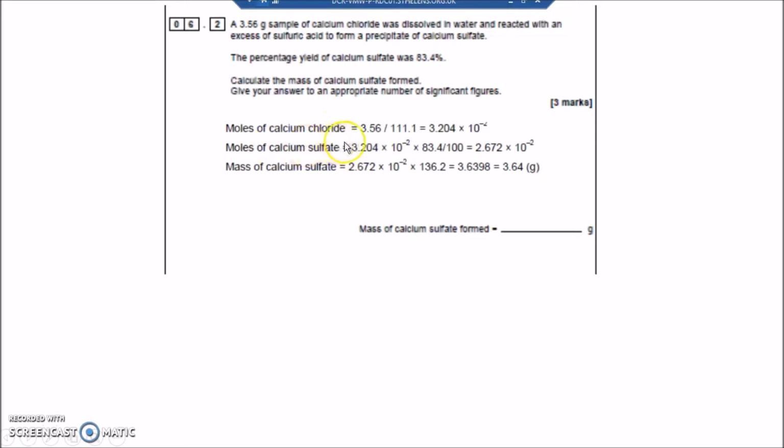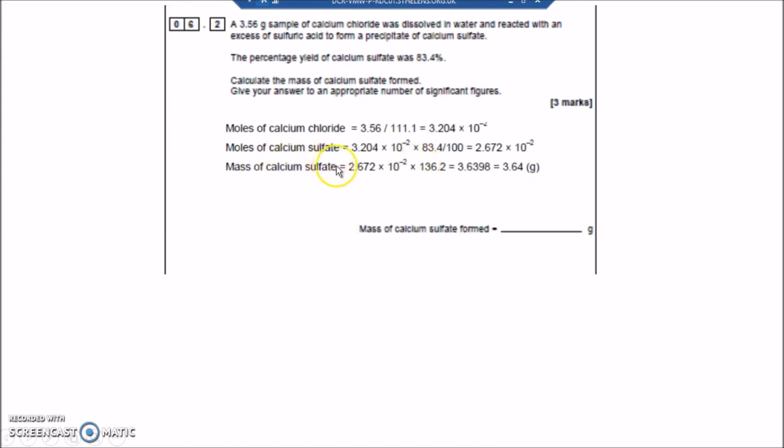The number of moles of calcium sulfate that I would make is exactly the same, because calcium chloride then reacts to make calcium sulfate, and 1 mole of calcium chloride will make 1 mole of calcium sulfate. So the number of moles of calcium sulfate is exactly the same, 3.204 times 10 to the minus 2. However, I've only got a percentage yield of 83.4%. I've lost some of it along the way. So the actual number of moles is 83.4 divided by 100. That's a percentage as a fraction. Multiply, and I actually make 2.672 times 10 to the minus 2 moles of calcium sulfate, because some of it has been lost along the way.